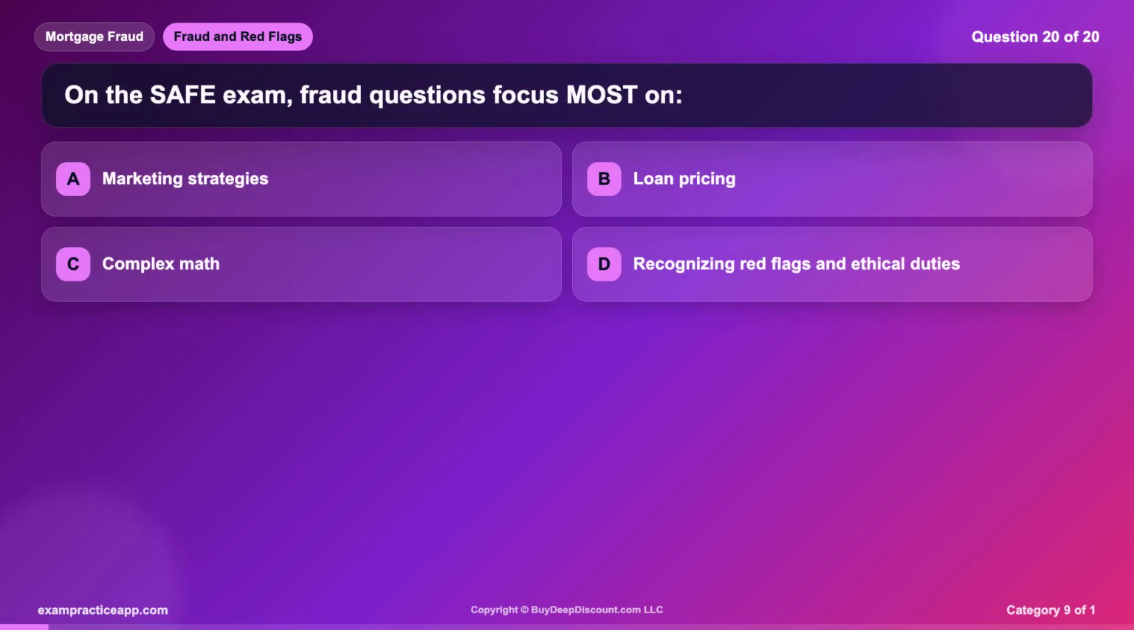Question 20. On the SAFE exam, fraud questions focus most on: Option A, marketing strategies. Option B, loan pricing. Option C, complex math. Option D, recognizing red flags and ethical duties. Take a moment to choose your answer. The correct answer is option D. Recognizing red flags and ethical duties. Explanation. The exam emphasizes red flags and MLO responsibility.